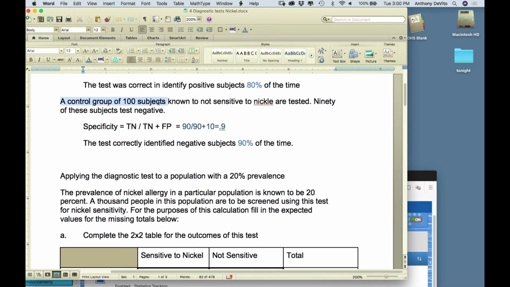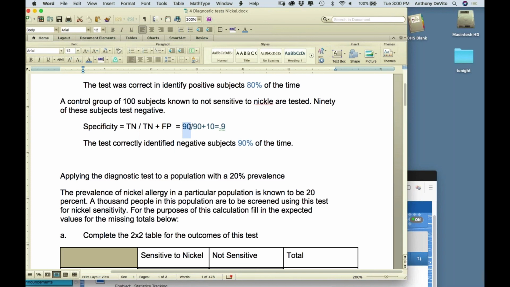They would take another control group of 100 subjects that are not sensitive to nickel. They've been screened with a gold standard test of some kind, so we're sure they're not sensitive to nickel, and they give them that diagnostic test. Turns out 90 out of 100 times it correctly identifies them as true negatives. They don't have the allergy.